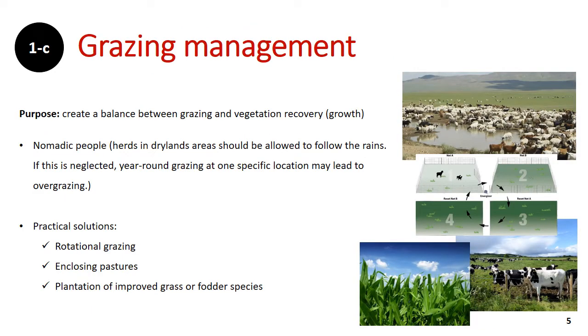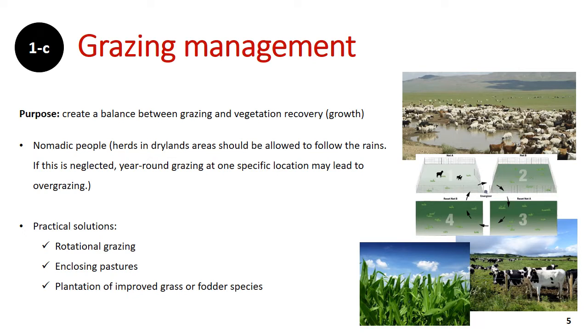Grazing management is another biophysical solution, by which it's meant to create a balance between the growth of the vegetation and the recovery of the vegetative cover, and also the intensity of grazing. So you have to keep in mind these two things. And usually grazing management is very important, especially when we talk about nomadic people, because it's also very related to the management, how we deal with it.